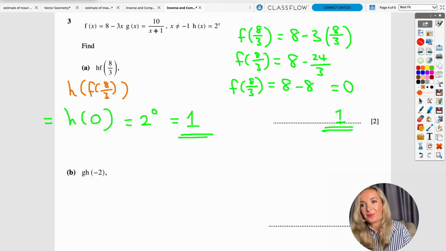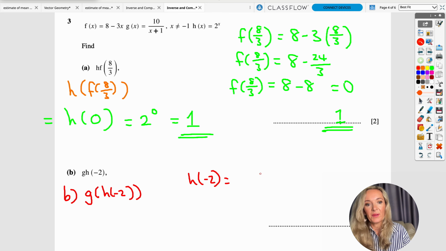Okay, part B, and we are now going to look at g of h of minus 2. So this is focusing on h of minus 2 going then into g. So let's find the value first of all of h of minus 2. H of minus 2 is going to be 2 to the power of negative 2, which if you know your laws of indices, you know is 1 over 2 squared, or in this case 1 over 4.